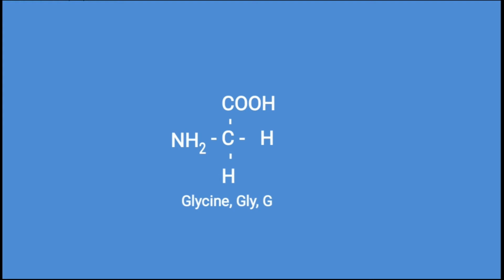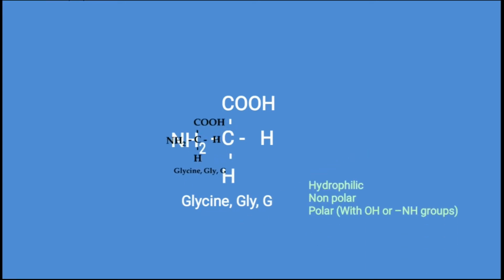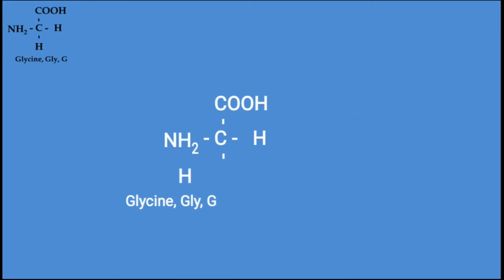First, the simplest amino acid is called glycine. Here the amine group and carboxyl group are linked by an alpha carbon, that's all. So it is the simplest amino acid known as glycine. It is referred to by the 3-letter code GLY and the single letter code G, and it is hydrophilic and non-polar in nature.